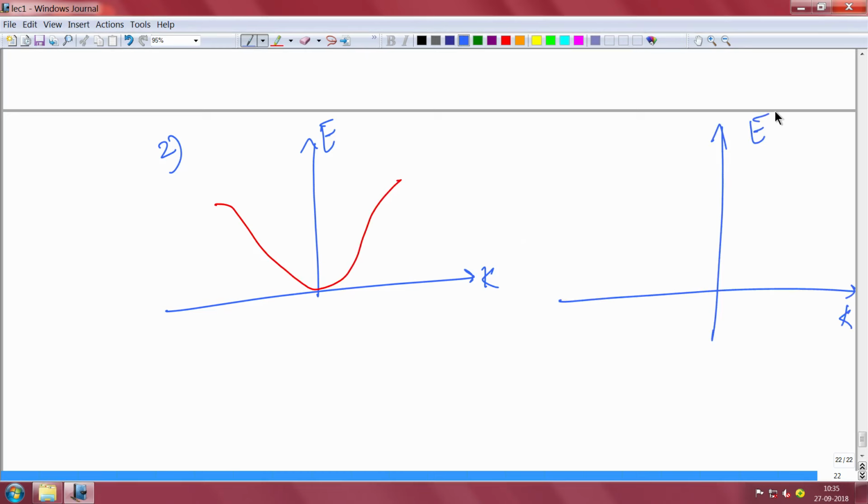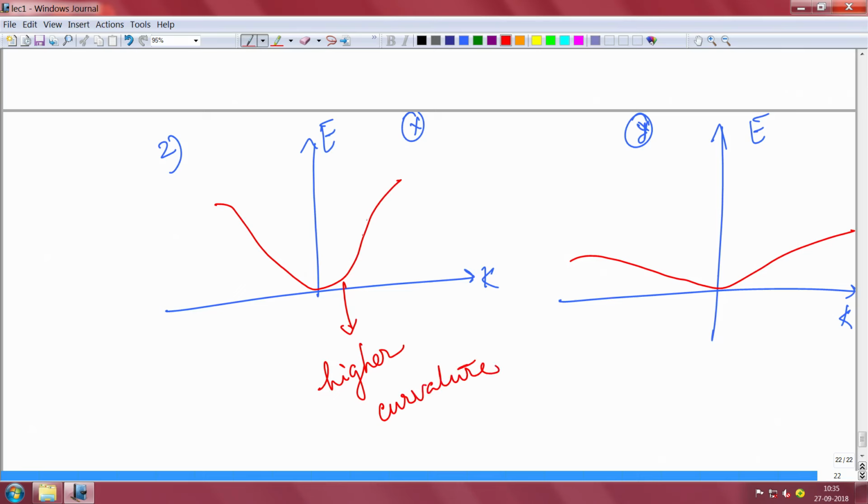Suppose this is E-k, suppose this is one material, semiconductor X, and this is another semiconductor, Y. Now, this E-k diagram here looks like this. It is also a parabola sort of thing, but it looks like that. You can see that this has a higher curvature, because it is curving sharply here, and this has a lower curvature, right.